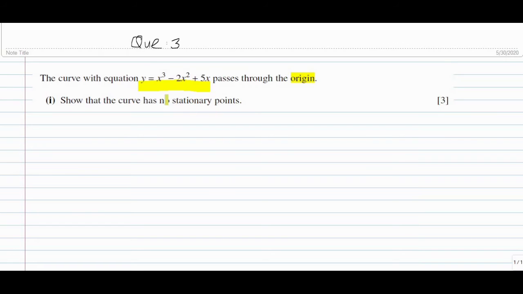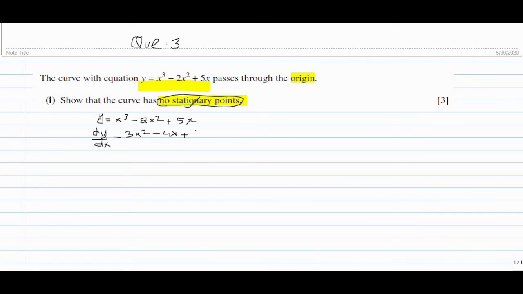Show that the curve has no stationary point. So we have to show the curve has no stationary point. Our equation of the curve is y equals x cubed minus 2x squared plus 5x. So let's find the derivative of y, which is 3x squared minus 4x plus 5.